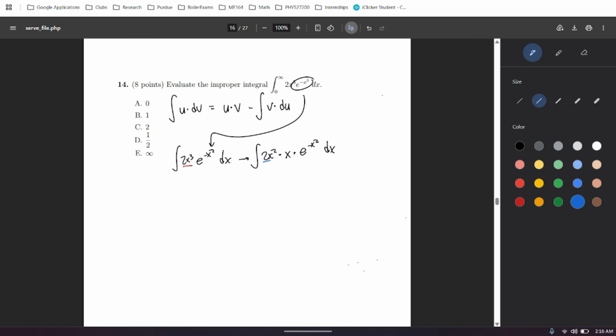That forms, again, your two functions here. This would be u, and now this entire block here would be dv. And as you can see, the integration becomes possible.